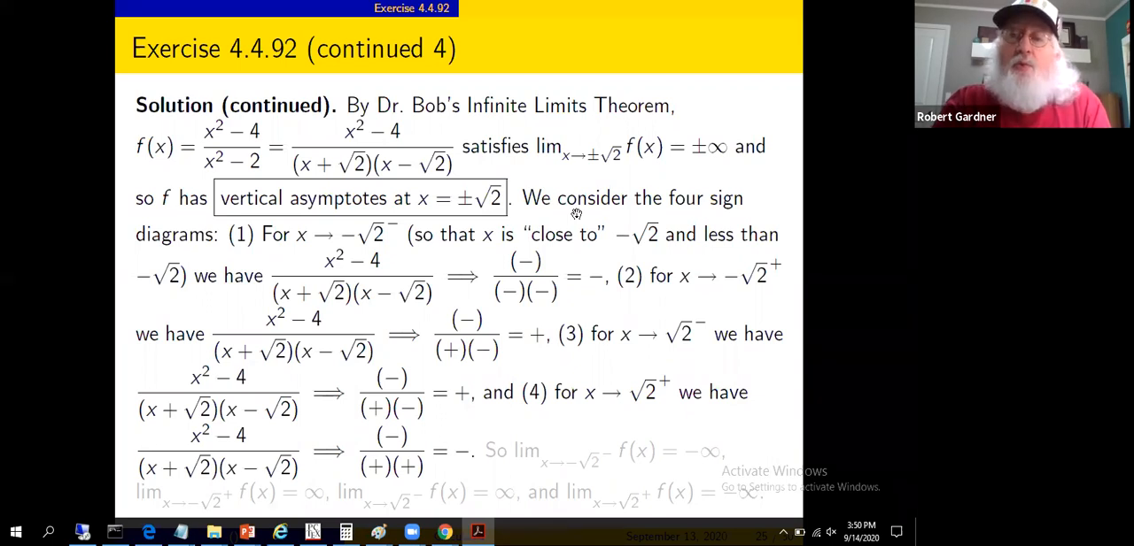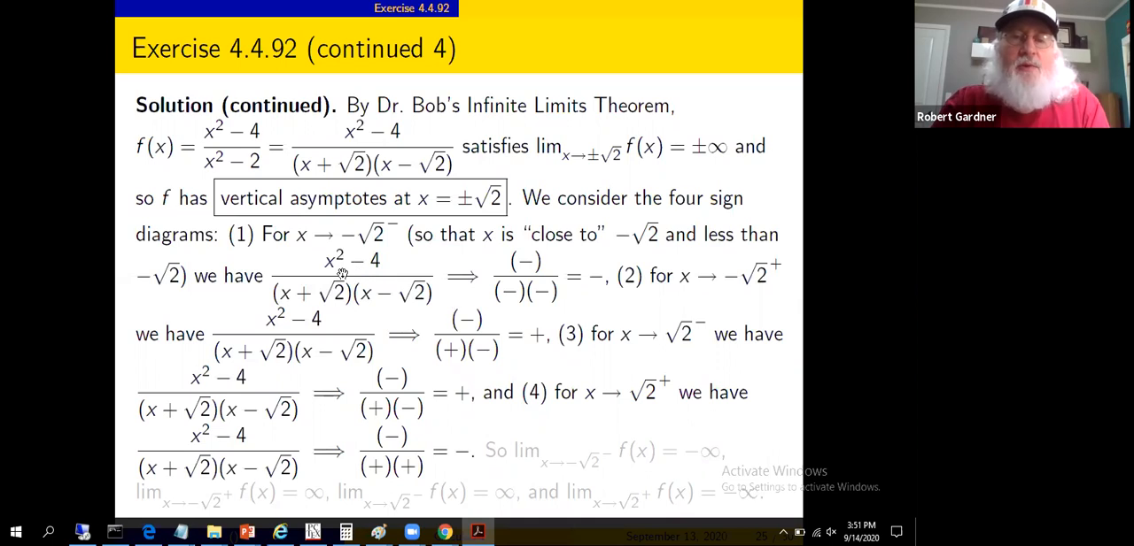I know we're getting infinite limits out. So let's consider first the limit as x approaches negative square root of 2 from the negative side. That is, x is close to negative square root of 2 and on the negative side, less than negative square root of 2. So what's the resulting sign? I call these sign diagrams when I did this in the past. What's the sign of the function close to negative square root of 2?